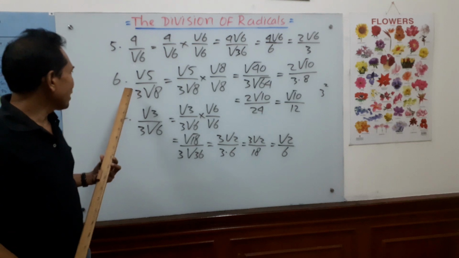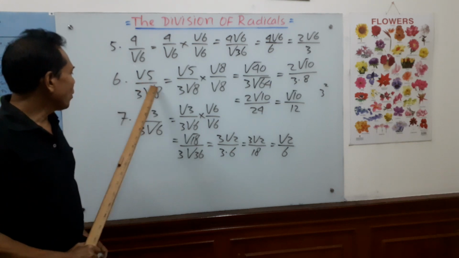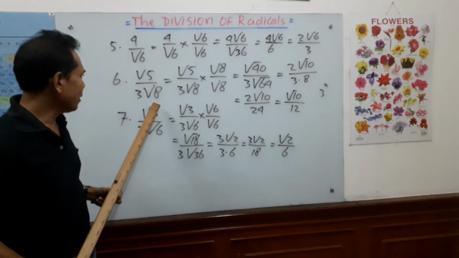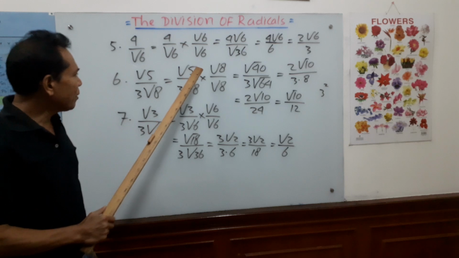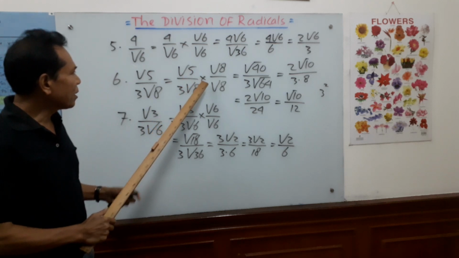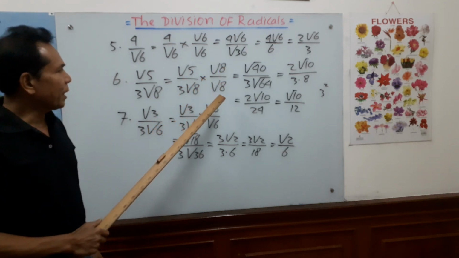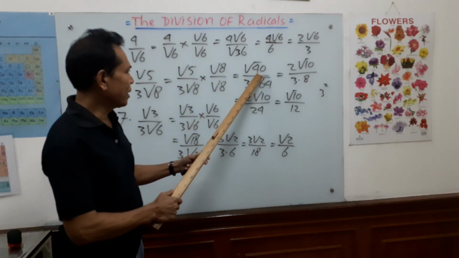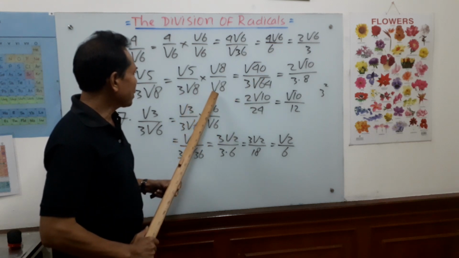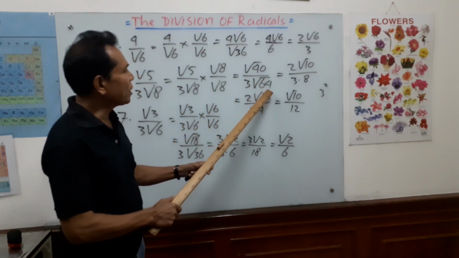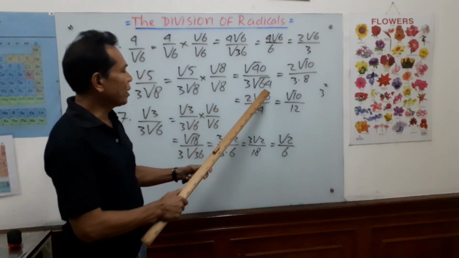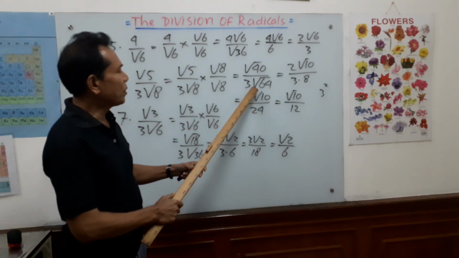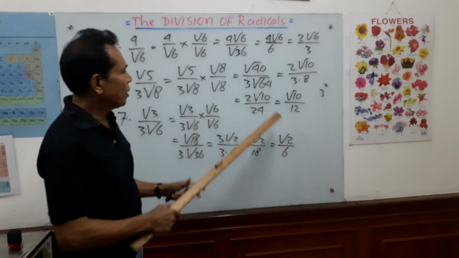Now we look at number 6. Square root 5 over 3 square root 8 equals, again we rationalize the denominator. Square root 5 over 3 square root 8 times square root 8 over square root 8. Now we have here square root 5 times square root 8 is square root 40. And 3 square root 8 times square root 8 is 3 square root 64. 8 times 8 is 64. Square root is 1 here, 3 here, 1 here. 3 times 1 is 3.